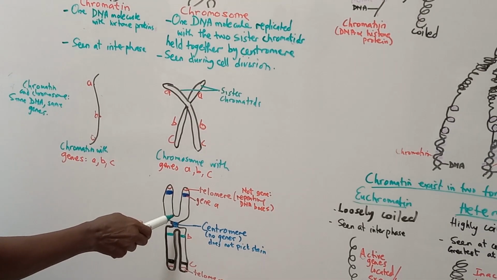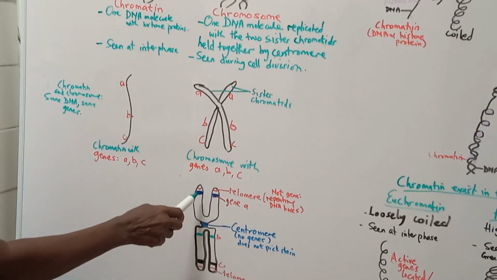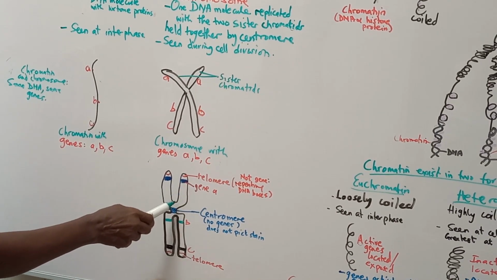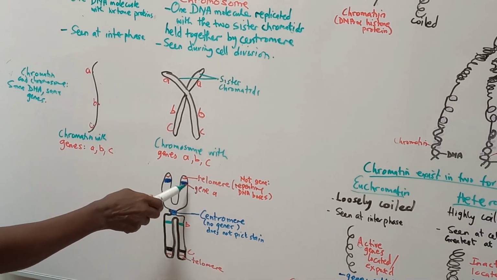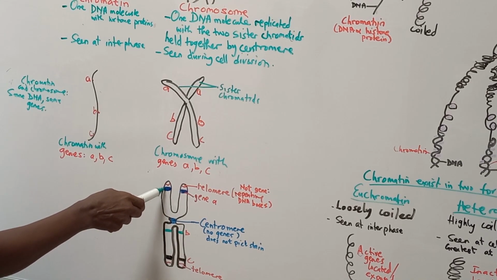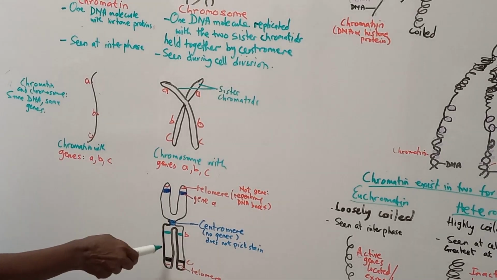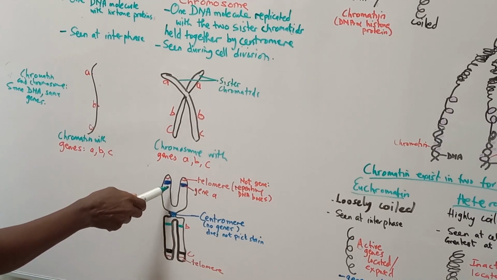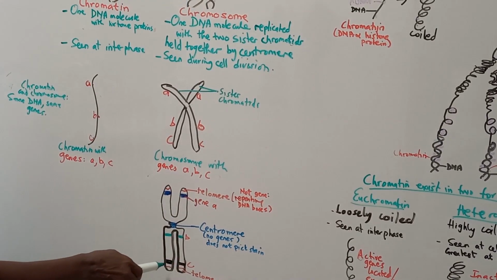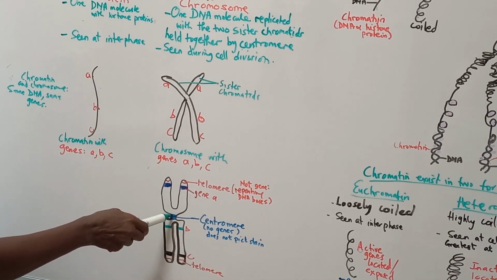So I have this illustration of a chromosome, and this is one sister chromatid, and this is also one sister chromatid, and I have gene A on this chromatid. There will be a gene here, gene A. The whole chromosome is full of genes, but I have only 3 genes represented here. Gene A, gene A, gene B, gene B, gene C, gene C. Now, the two are held together by a centromere.